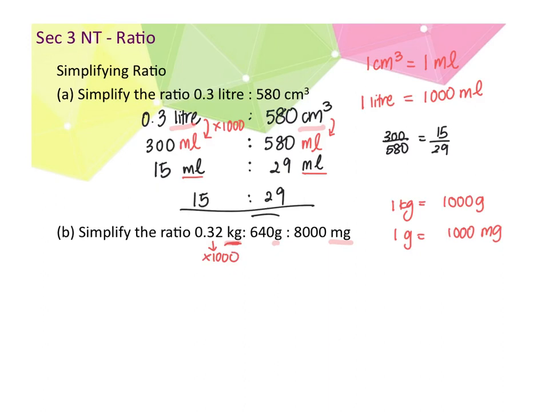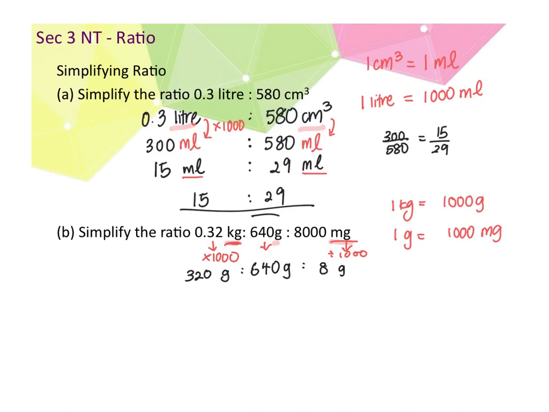That gives me 0.32 times 1000 to be 320 gram. This 640 is already in grams, so I'll keep it at 640 gram. And I'm going to change my mg, milligram, to gram. In this case, I do not multiply, but I divide by 1000. So 8000 divided by 1000 will give me 8 gram.